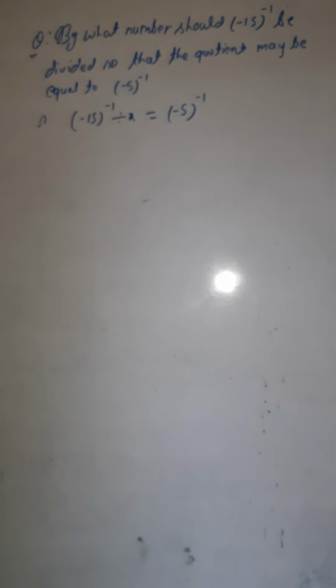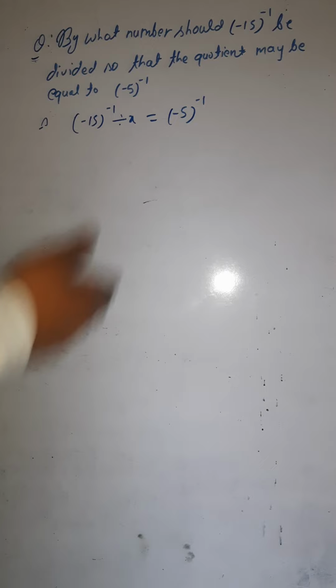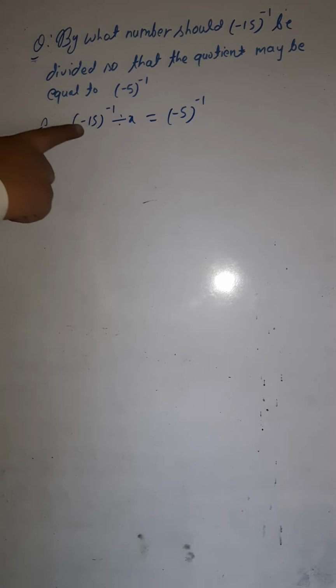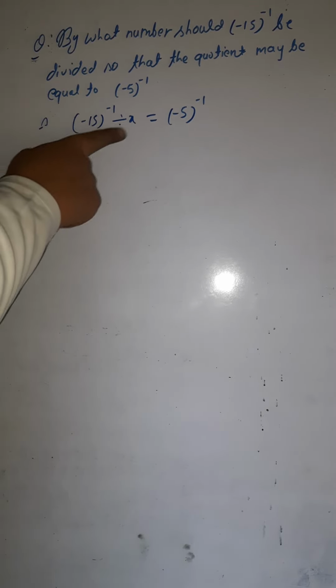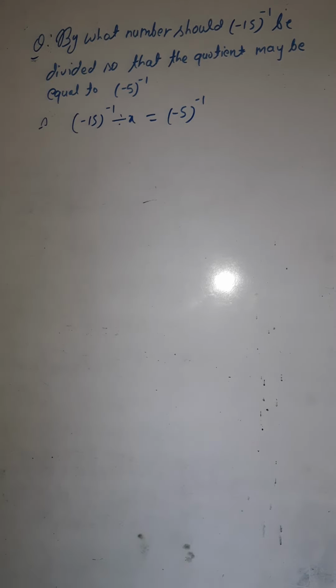Are you getting this? Let's say I am dividing minus 15 raised to the power minus 1 by x, and the answer that I am getting is minus 5 raised to the power minus 1. How to solve this question?